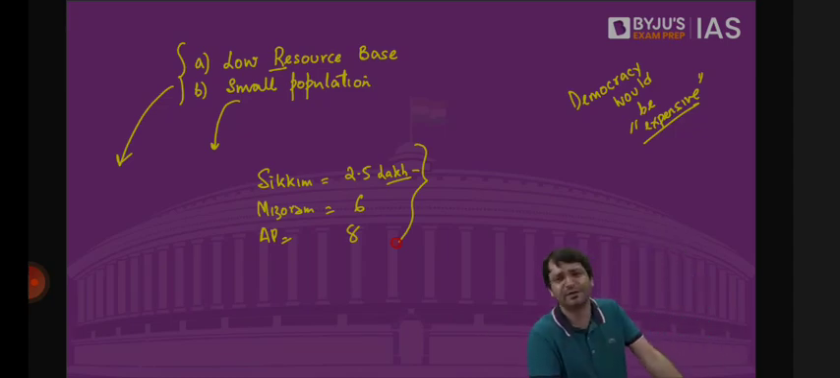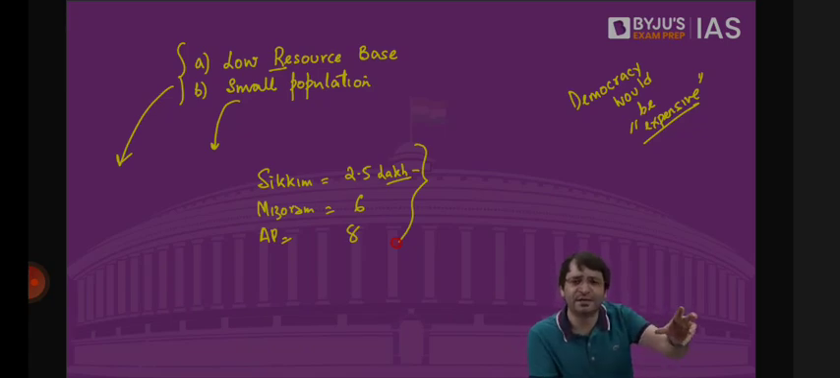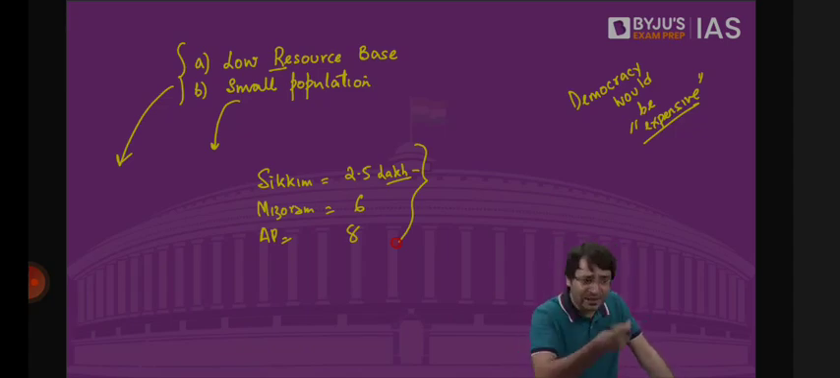So this logic may have worked in the 1950s, where because of low resource base and small population, you were saying that these are union territories. But this logic no longer works today. In fact, this logic did not work in the 1970s, when you made Sikkim a state with a mere 2.5 lakh population. You converted Mizoram and Arunachal Pradesh from UTs to states when their population was 6 and 8 lakhs.